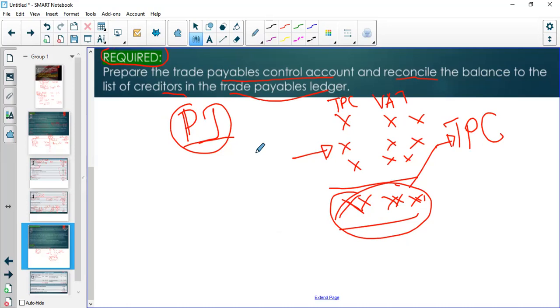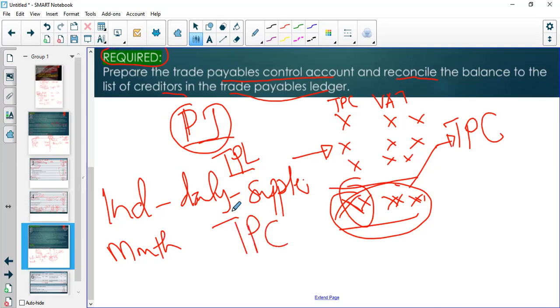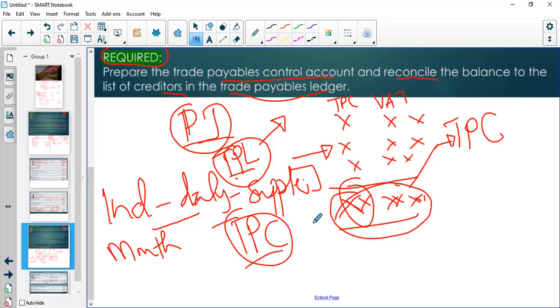So there are two entries being made. Individual entries are made daily to the supplier's account, and the supplier's account is kept in the trade payables ledger. Then we have a monthly transfer of the totals to the trade payables control. So the totals in the trade payables control should agree with the totals in the trade payables ledger, because the only difference is that to the trade payables ledger, to the individual supplier, we record the transaction on a daily basis. To the trade payables control, we only record the totals at month end, but otherwise they should balance.